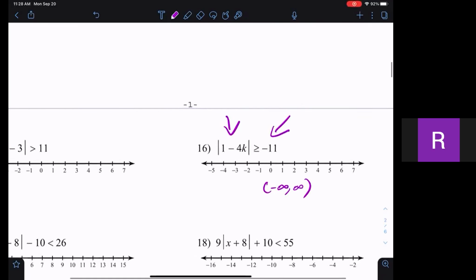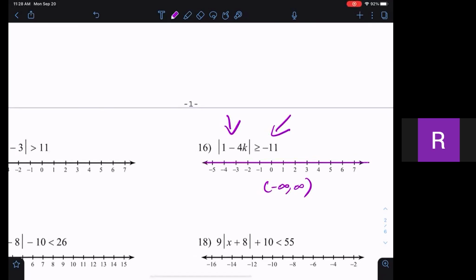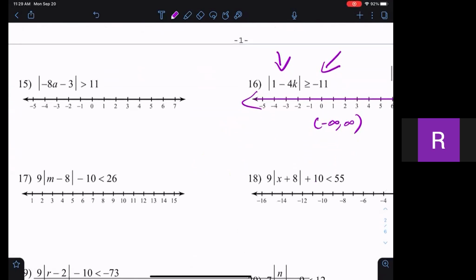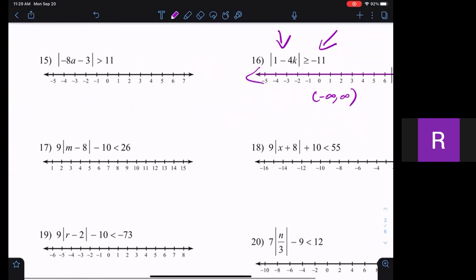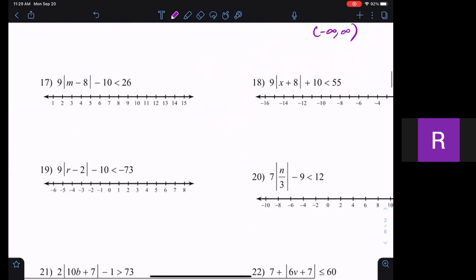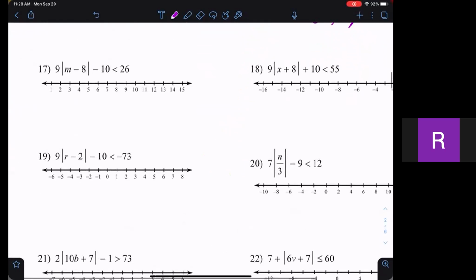If you want to, you can draw it like this. It goes forever, right? So be careful with this problem. Okay. Let me see if there's another tricky one here. Let's try this one.